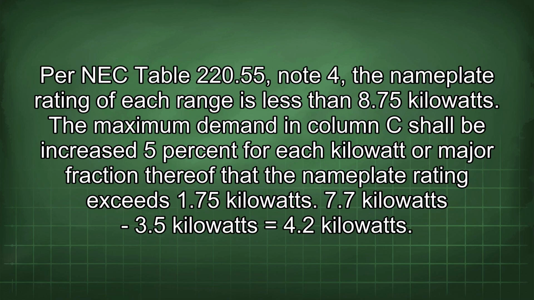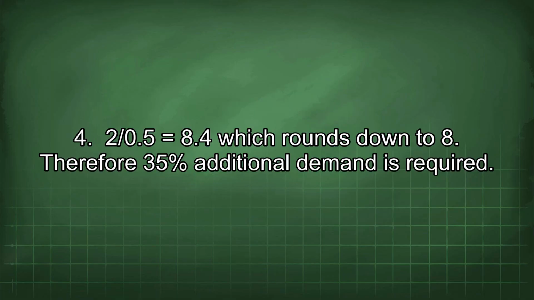For NEC Table 220.55, note 4, the nameplate rating of each range is less than 8.75 kilowatts. The maximum demand in column C shall be increased 5% for each kilowatt or major fraction thereof that the nameplate rating exceeds 1.75 kilowatts. 7.7 kilowatts minus 3.5 kilowatts equals 4.2 kilowatts, or 4.2/0.5 equals 8.4, which rounds down to 8. Therefore 35% additional demand is required.